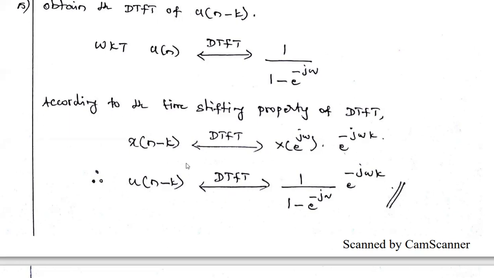If the question is to obtain the DTFT of u of n minus 2, then in the place of k, the time shift value is 2. So the DTFT of u of n minus 2 is 1 by 1 minus e power minus j omega multiplied with e power minus j omega 2. That is the answer. Using these simple steps, we can solve this problem.